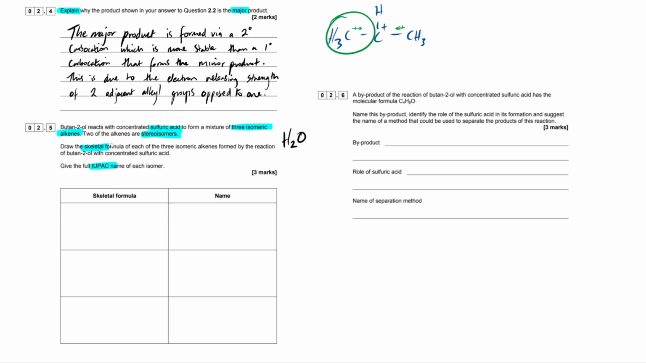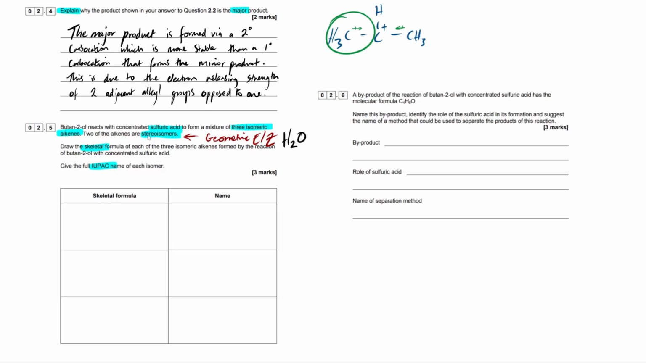Now, we're going to get 2 stereoisomers. Alkene stereoisomers, the first thing you should think of is geometric. That's essentially the only stereoisomer we can have here. Geometric isomers under the alkene topic, E/Z. Within transition metals, cis-trans, and in alkenes, E/Z. Just try and remember that.